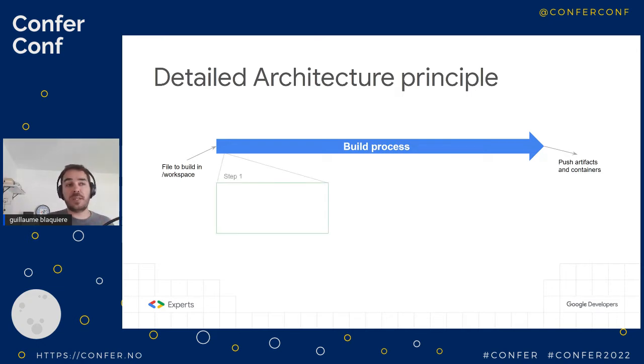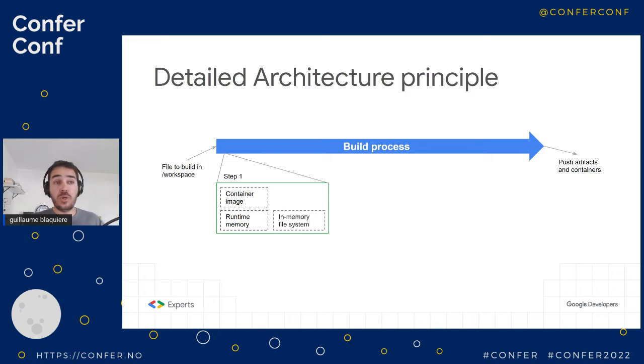Then you have step one. What's a step? In fact, a step is a container. You will load a container, maybe a container with Python in it or Java. So you load your container image. In fact, you define your image and you run your container. The image starts and it runs in memory. As I said, it's stateless, so nothing is stored on a physical disk. It's only run in memory. So you have an in-memory file system, in-memory variables, and everything is running in memory.